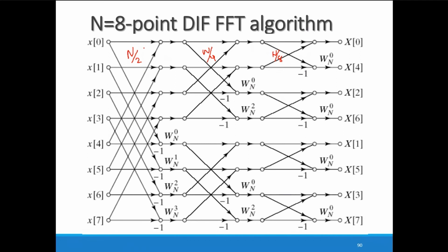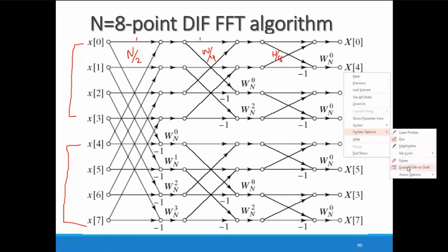So here we have four vectors, x0 to x3 and x4 to x7. This is the first stage. The second stage is n by 4, so taking 8 by 4, that is 2. So we perform a 2-stage calculation of DIF. At the last, n by 8, that is 8 by 8, means a single stage operation at the end to obtain all the values x0, x4, x2, x6, and finally x1, x5, x3, and x7. So this is the n-point, or 8-point, DIF FFT algorithm. This is the first stage, this is the second stage, and this is the third stage.